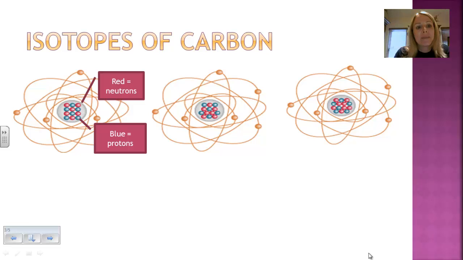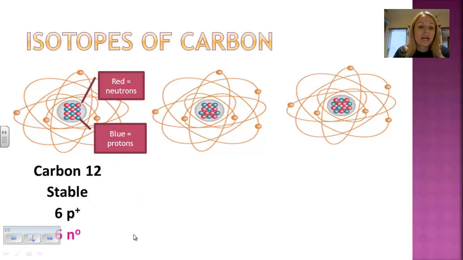So just some examples of isotopes. We have the isotopes of carbon. And before you move on, let's look at the structure. In the middle we have a nucleus, and inside the nucleus we have neutrons and protons. The neutrons are exhibited by the red circles here, and the protons represented by the blue. So if we're looking at carbon, we have carbon 12, and the number that follows the name is the mass number. This is a stable atom.